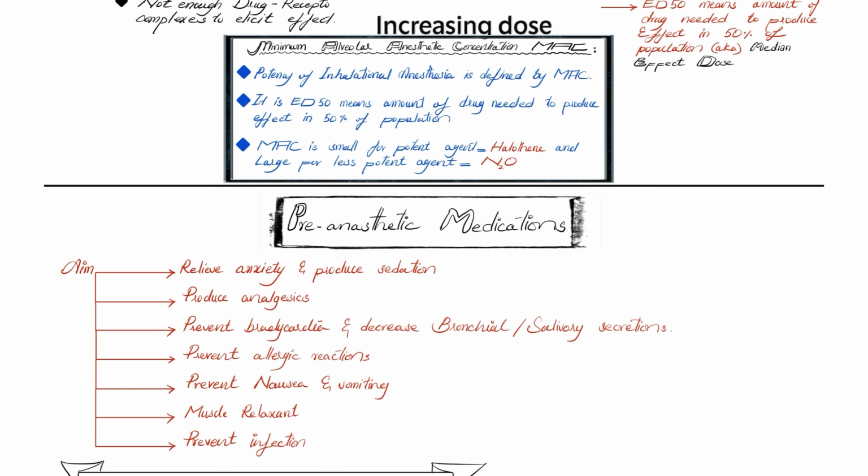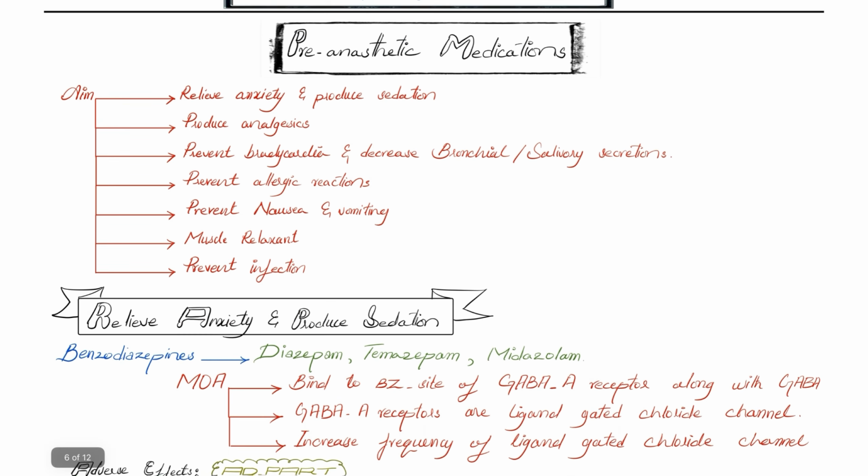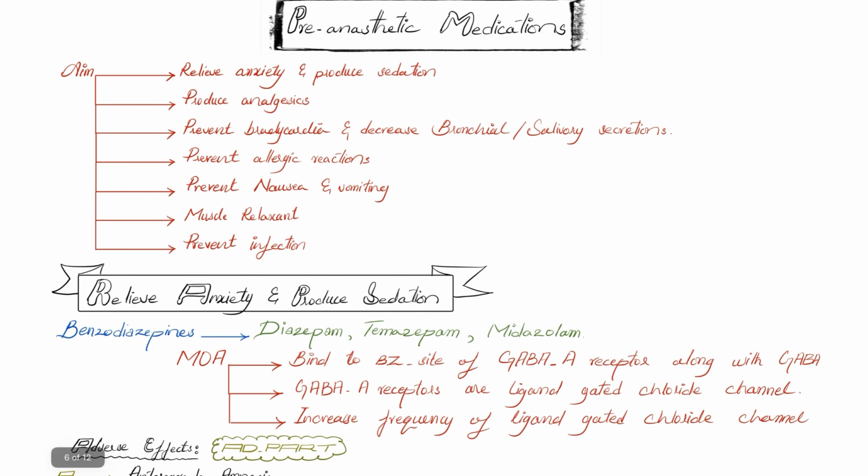It is ED50, which means the amount of drug needed to produce an effect in 50% of the population. MEC is small for a potent agent, which means a low dose is required, like halothane. And MEC is large for a less potent agent, which means a large dose or continuous dose of the drug is needed. An example is nitrous oxide. We will talk about these in detail with their practical application.